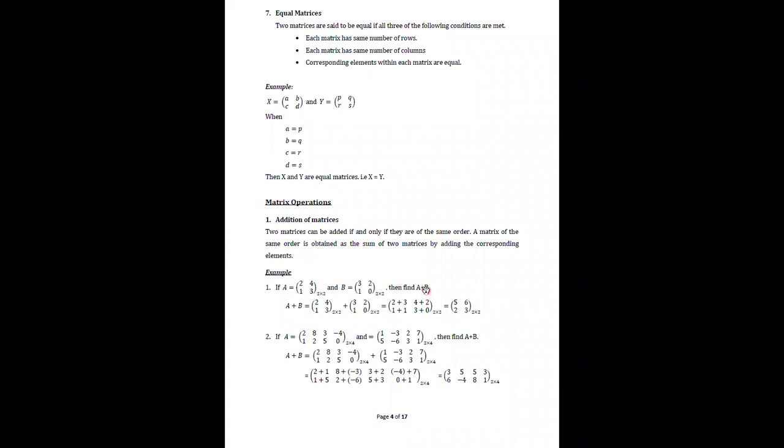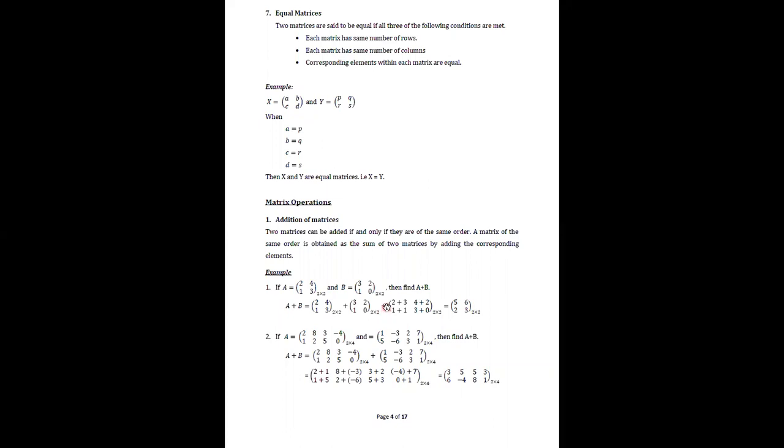Suppose that you are asked to find the value of A plus B. It is the addition of two matrices. First, you need to check whether the matrices are in the same order or not. According to the given information, A is a matrix of order 2 by 2, or dimensions 2 by 2. Matrix B is also of order 2 by 2. Since they are in the same order, those matrices are said to be conformable for matrix addition.